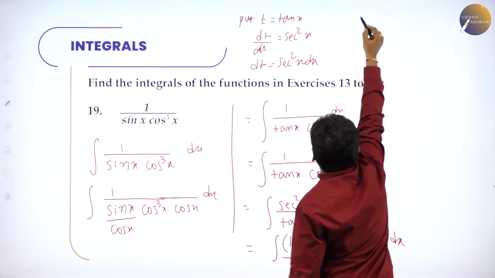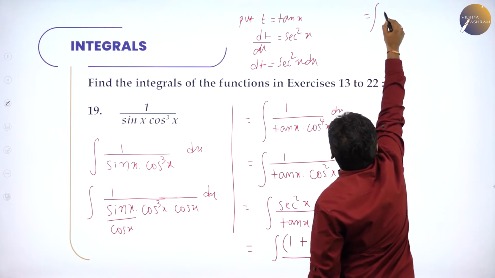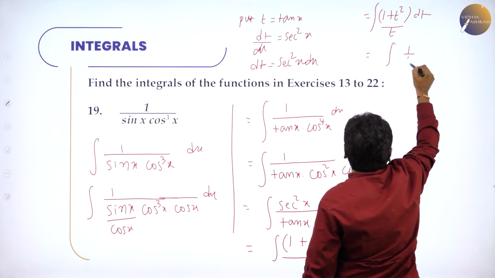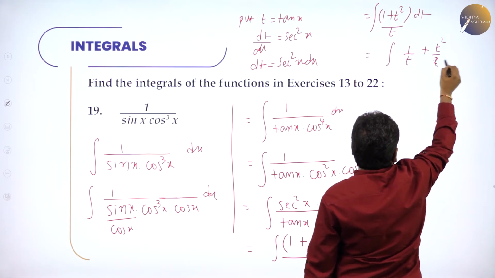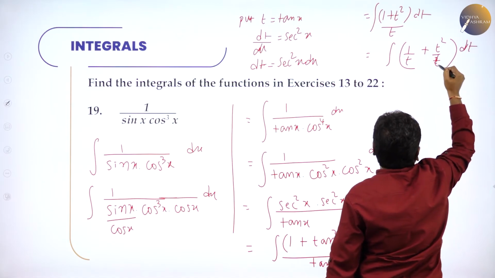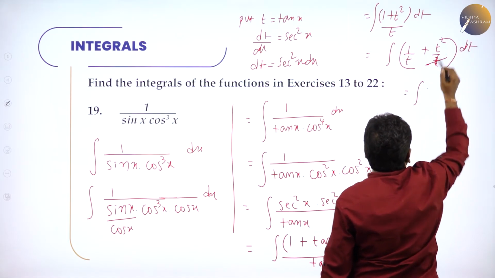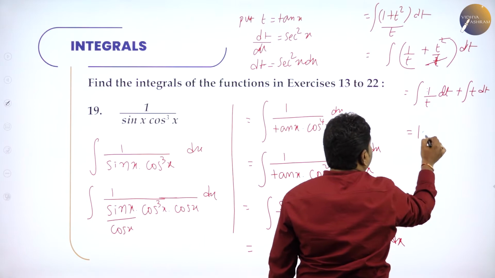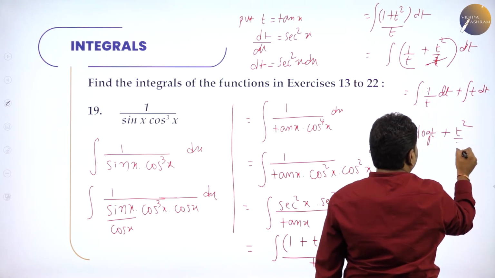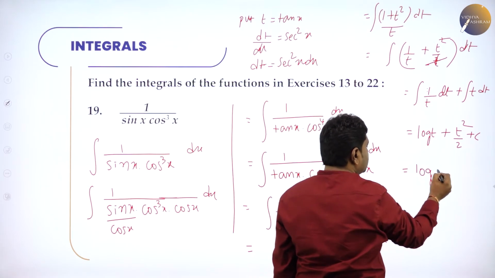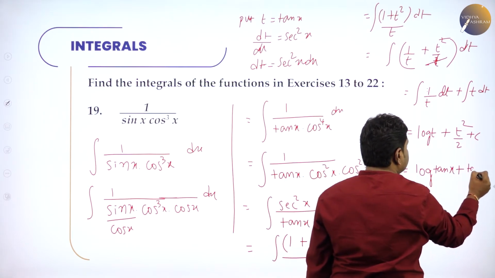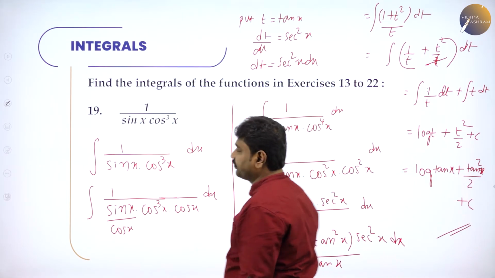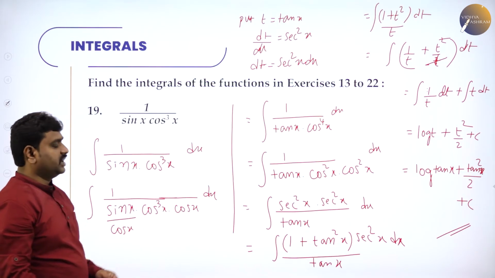So now the given problem can be written as integration of numerator 1 plus t square into dt divided by t. Split this. It will become integration of 1 by t plus t square by t, dt. So t square and t cancel: integration of 1 by t dt plus integration of t dt. What is integration of 1 by t? Log t. Integration of t is t square by 2, plus c. And what is t? t is tan x. So log tan x plus tan square x by 2 plus c. This is the answer. So the hint is taking t as tan x.